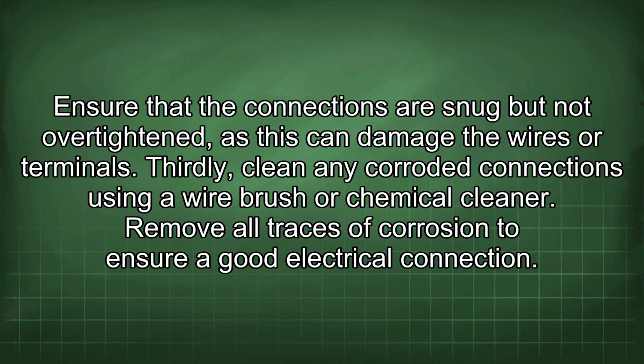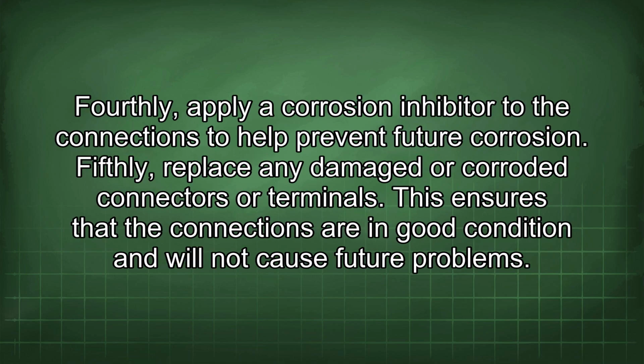Thirdly, clean any corroded connections using a wire brush or chemical cleaner. Remove all traces of corrosion to ensure a good electrical connection. Fourthly, apply a corrosion inhibitor to the connections to help prevent future corrosion. Fifthly, replace any damaged or corroded connectors or terminals. This ensures that the connections are in good condition and will not cause future problems.